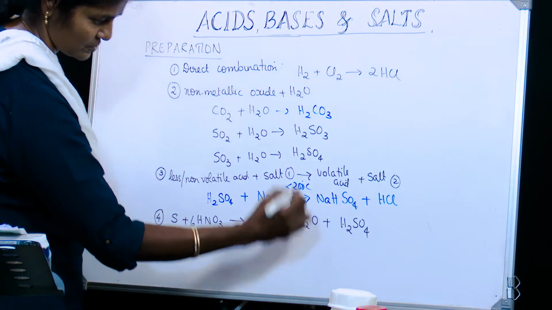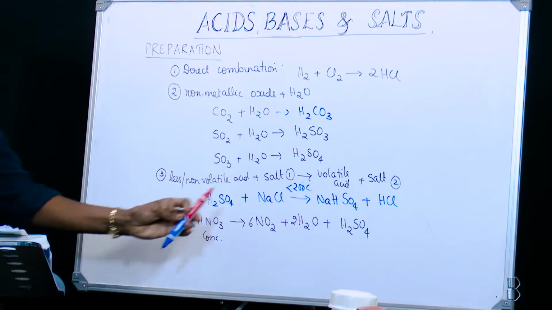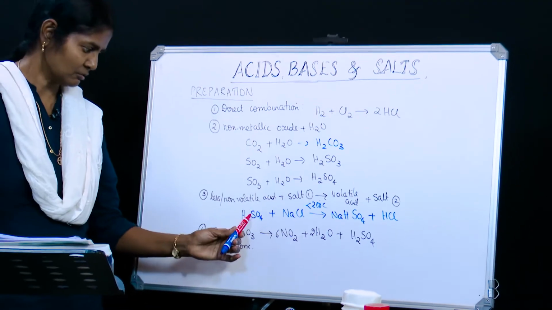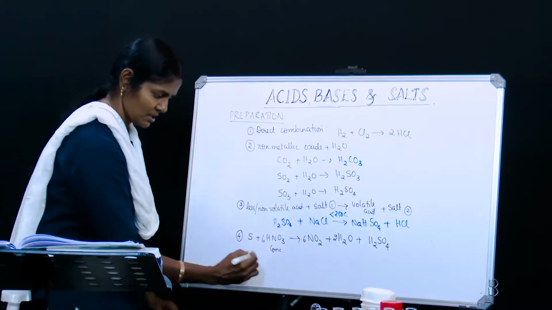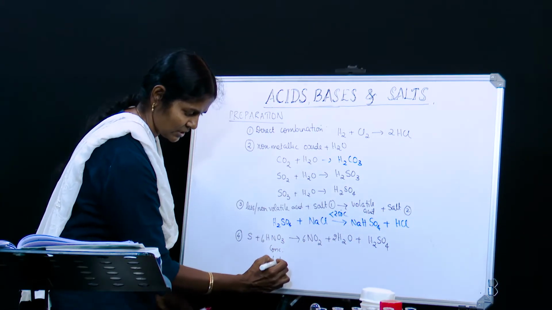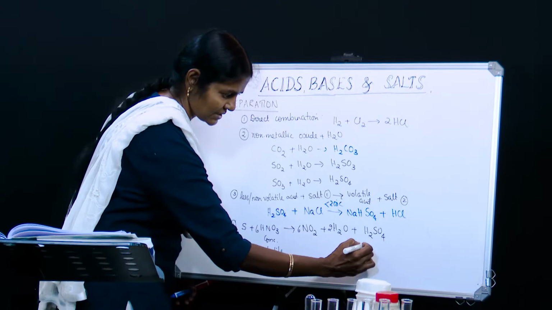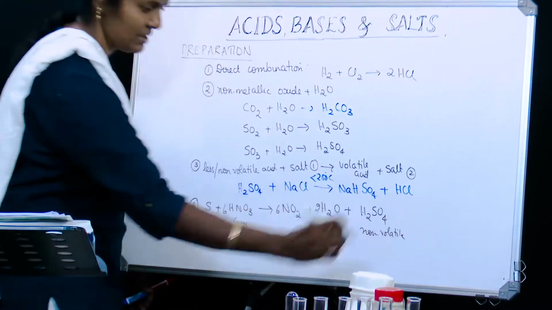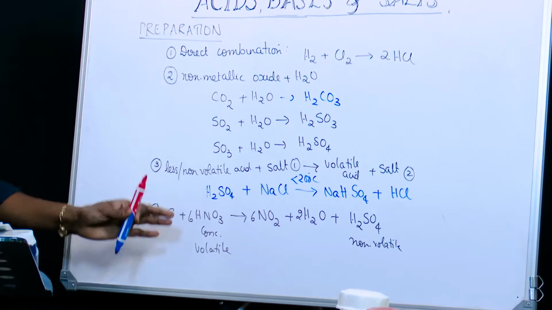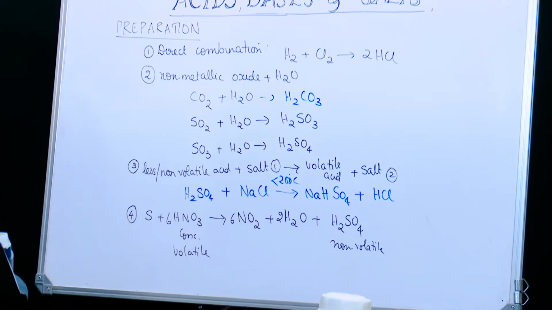Here you see there is a shift. Here non-volatile gives volatile acid. Here what's happening? This nitric acid is volatile. This gives us a non-volatile or least volatile acid. So these are the different methods of preparation.